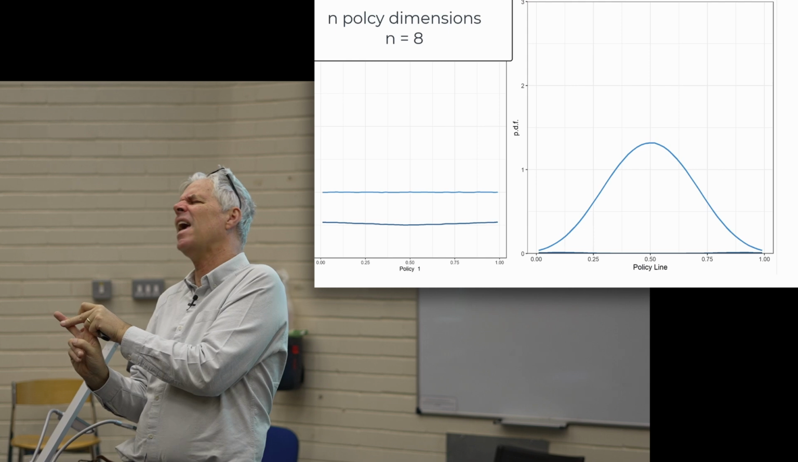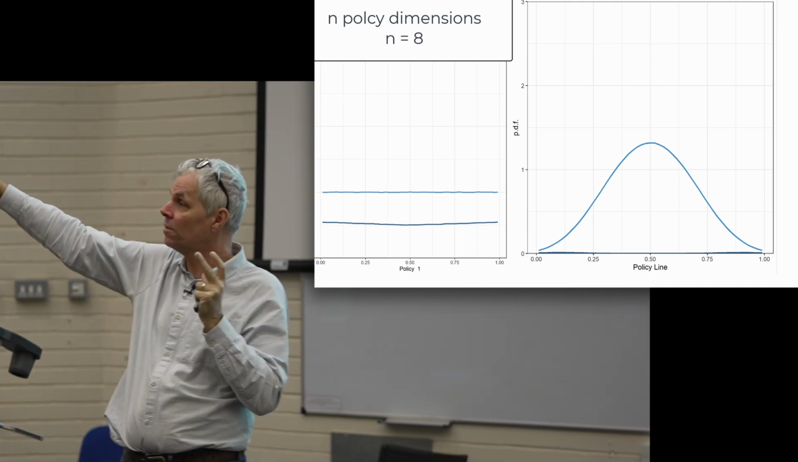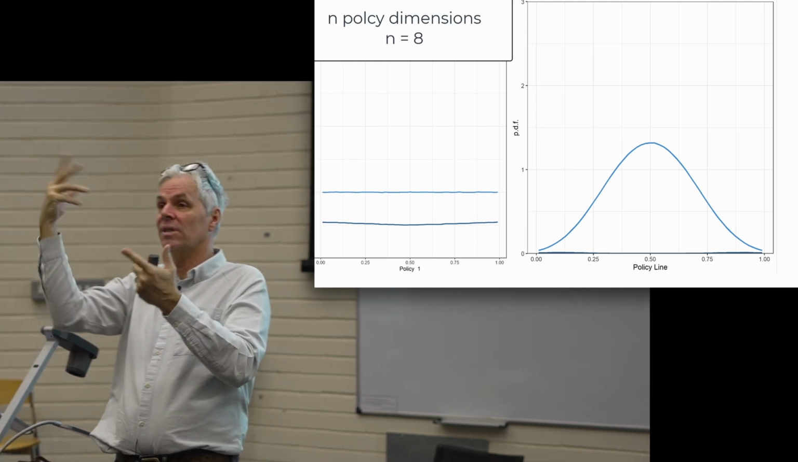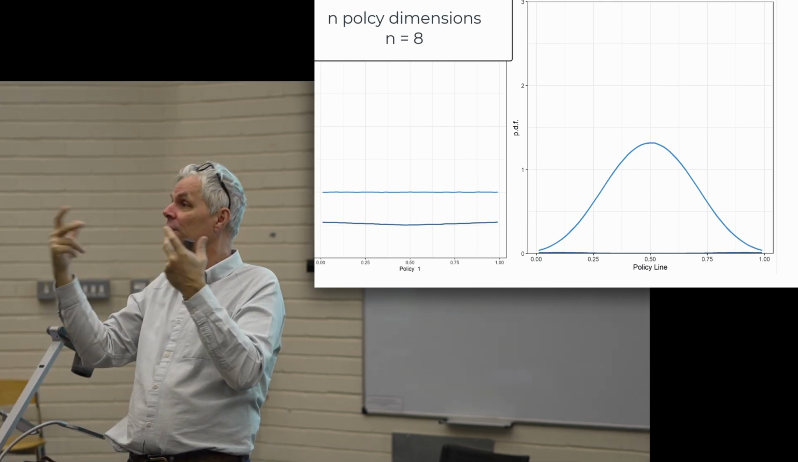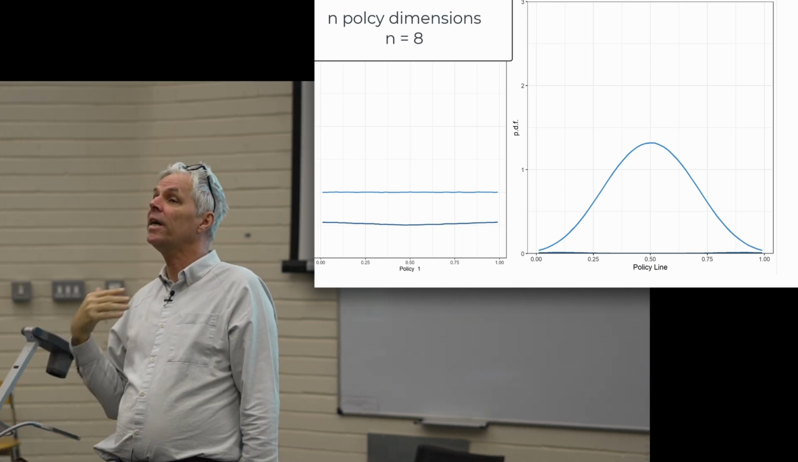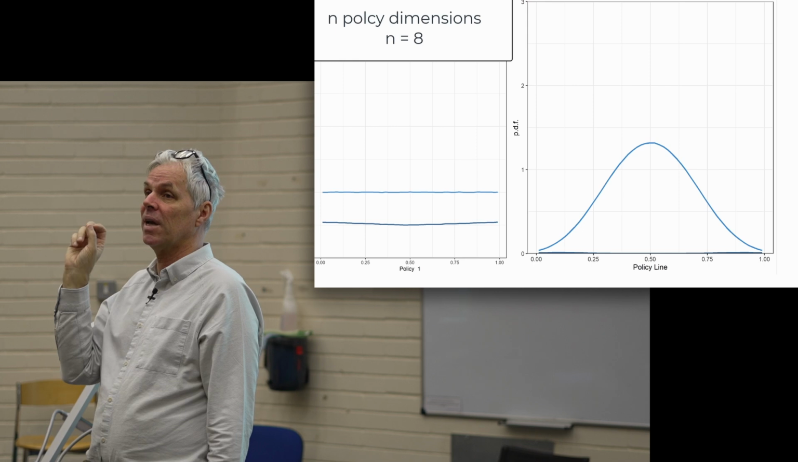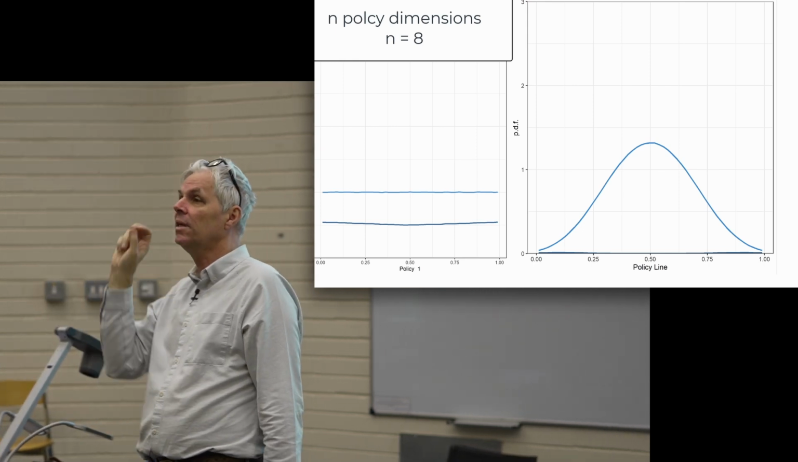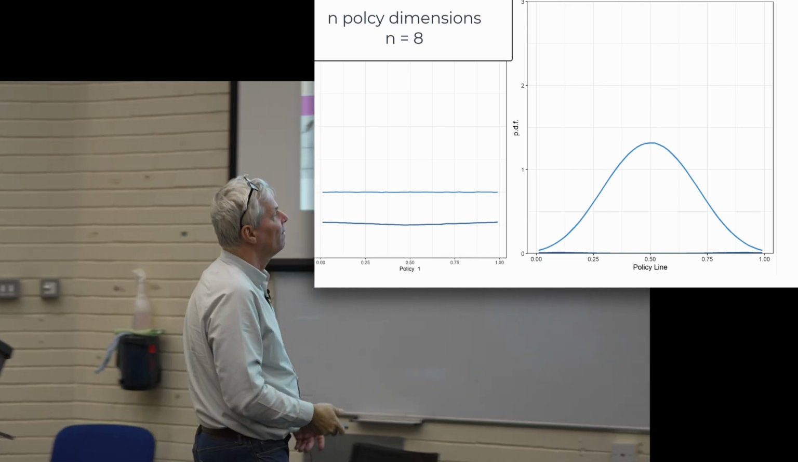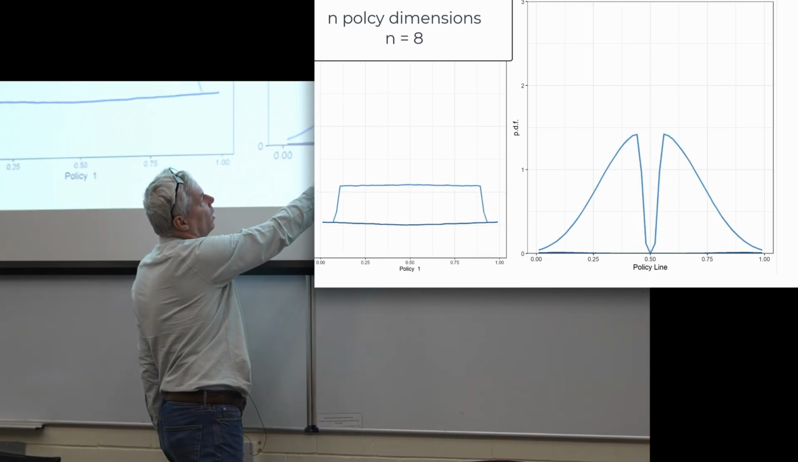But there's 2 to the 8th total quadrants. If you think about a cube, it's got 8, 2 to the 3rd, it's got 8 quadrants, right? And with 8 policy dimensions, there's 256 quadrants. So the chance of picking a random guy who has no cognitive dissonance is 1 in 256. And so the guys that have no cognitive dissonance, really small. They're here in the graph.